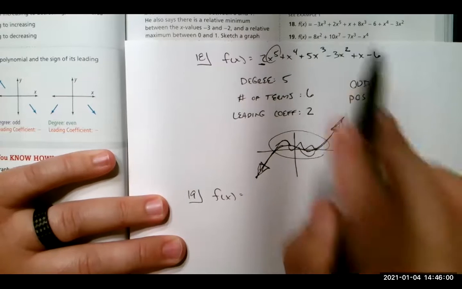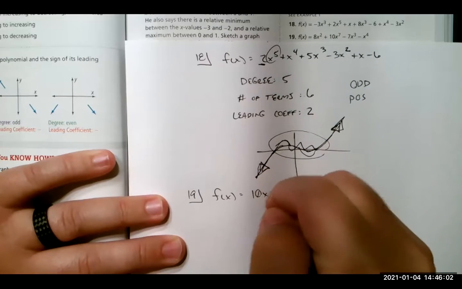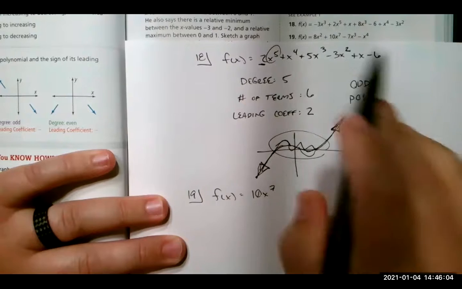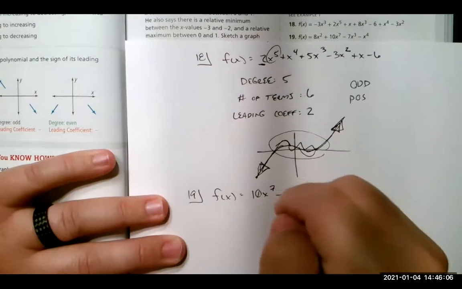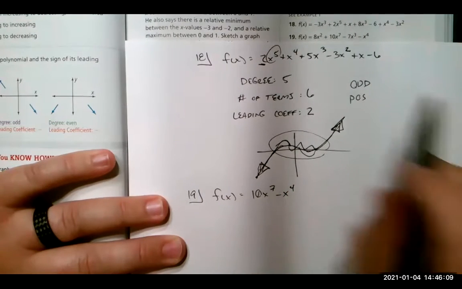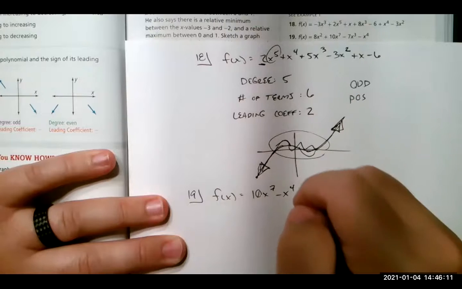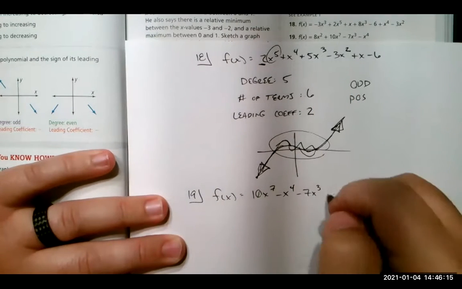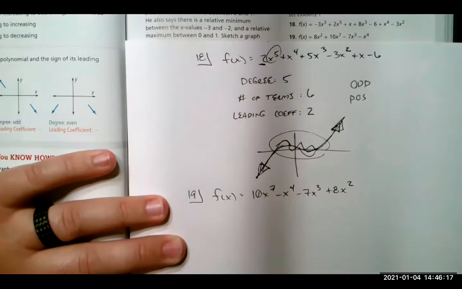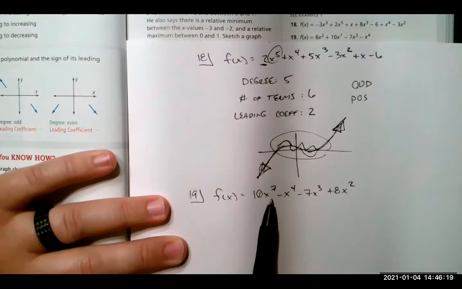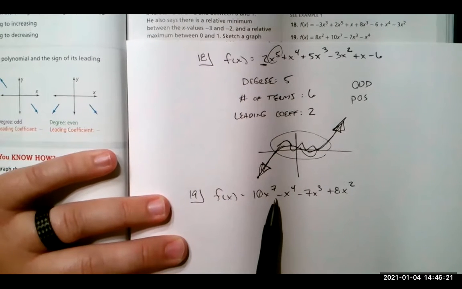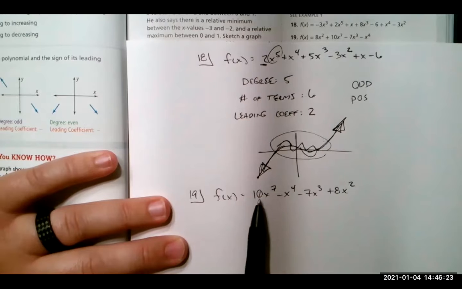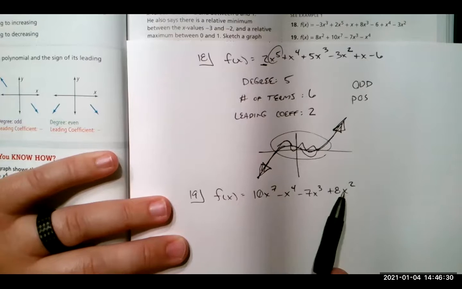So I think this 10x to the 7th is first. The next highest degree is that negative x to the 4th. The next highest degree is that negative 7x cubed. The next highest degree is this 8x squared. Notice we don't have an x to the 6th. We don't have an x to the 5th. That's okay. Just skip past it. Just make sure the terms that you do have are in descending order. They go from the largest degree all the way to the smallest degree.